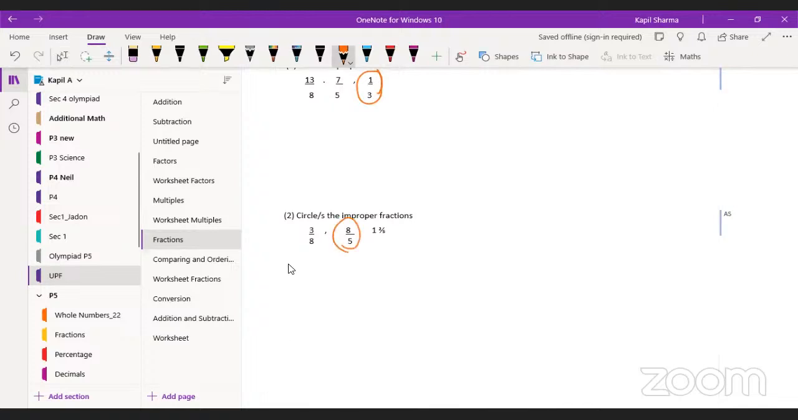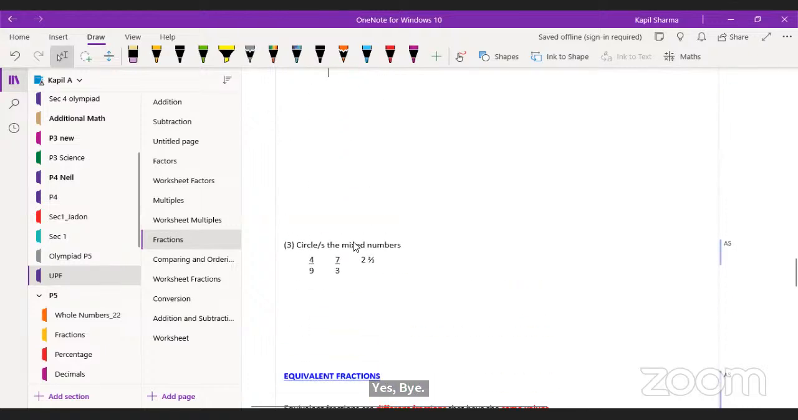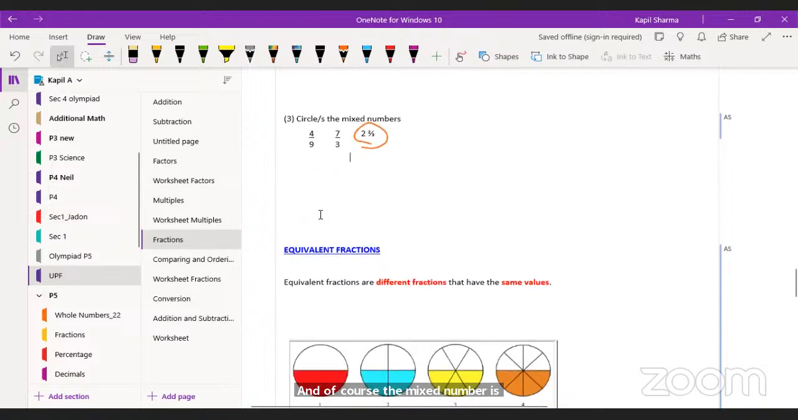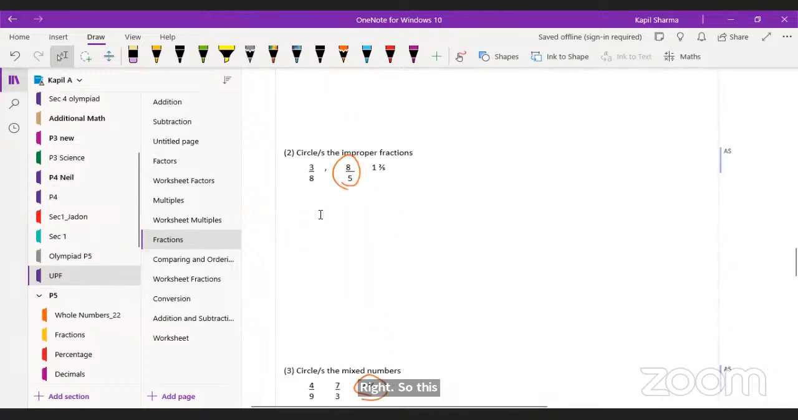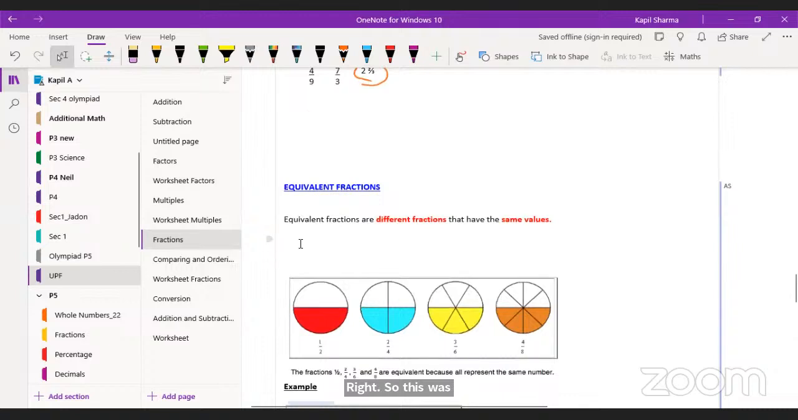Yes, so 8 over 5. Fine. Yashika, Devika, Swastik, okay. And of course, the mixed number is this. Okay. Fine. So this was pretty straightforward. Okay. Now let's move to equivalent fractions.